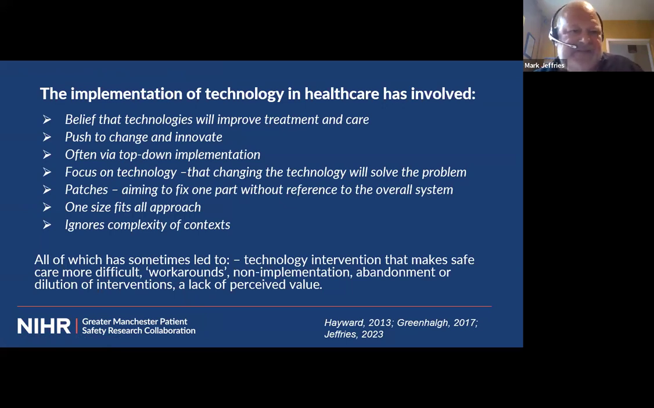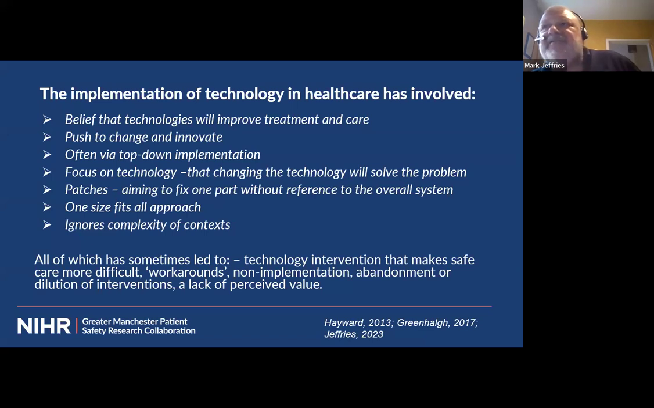If we just fire some technology, and I mean, the original EHR systems that were pushed out into hospitals, this was very much the case. A sense that, well, if it doesn't work, we'll just patch it, we'll just fix one part of the system, we won't look at the whole system. A sense that one size fits all, and that all of that maybe ignores the complexity of the contexts in which technology is implemented. And I'm going to be talking a lot about context throughout this session today.